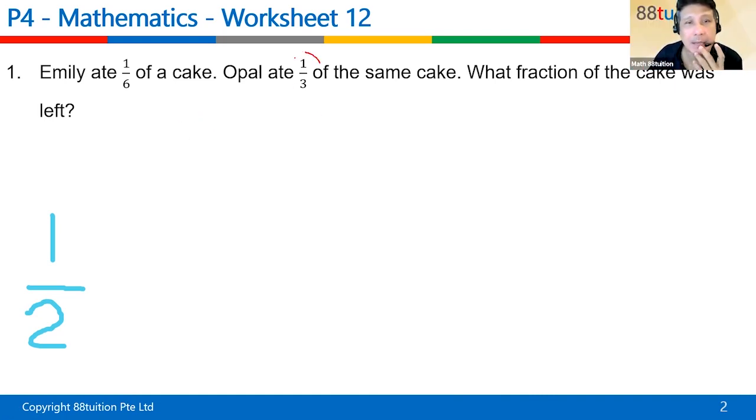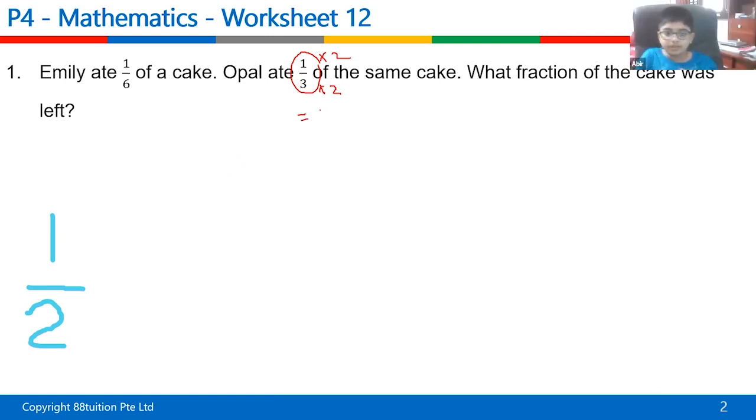Why do you say 1 out of 3 times 2? Because for 1 out of 6, the denominator is 6, we have to have equal denominator. Okay, so you want to change this to a common denominator, so you multiply by 2, the bottom also multiply by 2. So your 1/3 will get us what fraction? 2 out of 6. Very good.